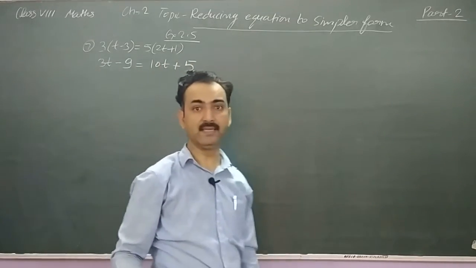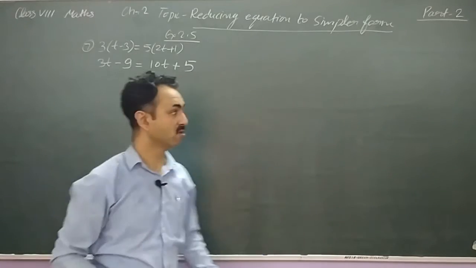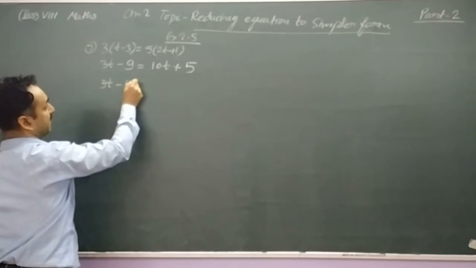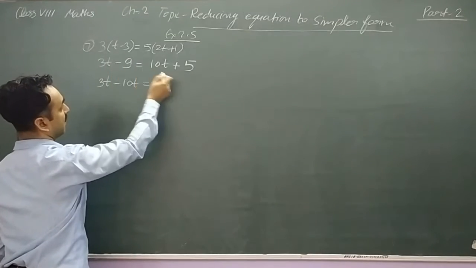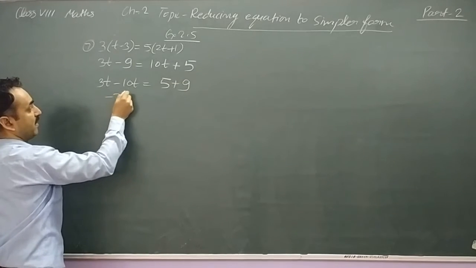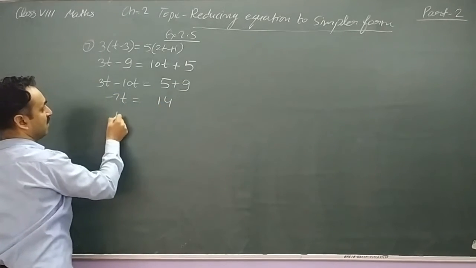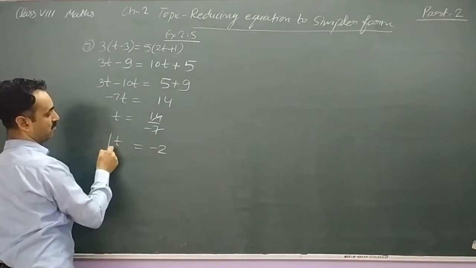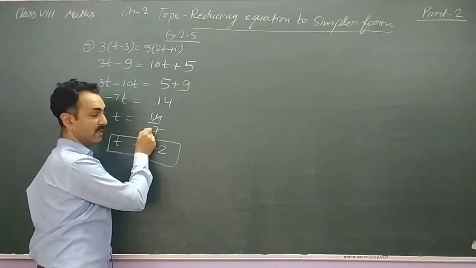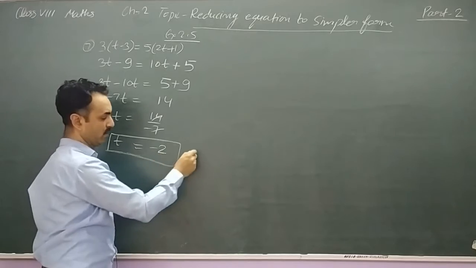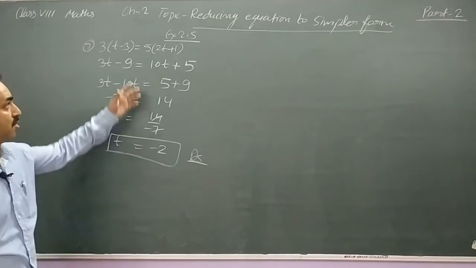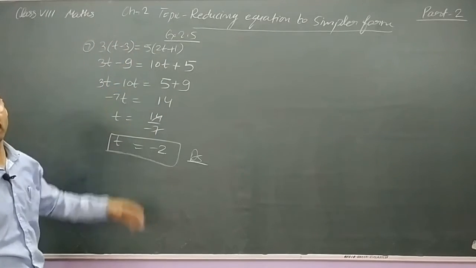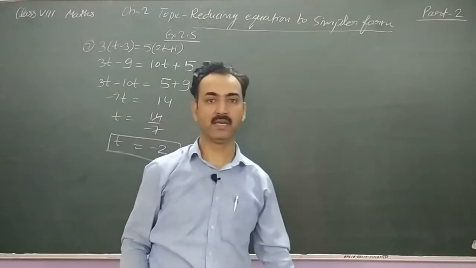Okay, you can see here, very easy. So now variable on left side, number on right side. 3t minus 10t equals to 5 minus 9, plus 9, minus 7t equals to 14. t equals to 14 upon minus 7. So it will be minus 2. You will remember, the minus will be here, here or here. It will be on the upper side. Okay. So this is the solution. So in this manner you can see how to solve the equation, reducing the equation to the simpler form, and we get the solution of the equation.